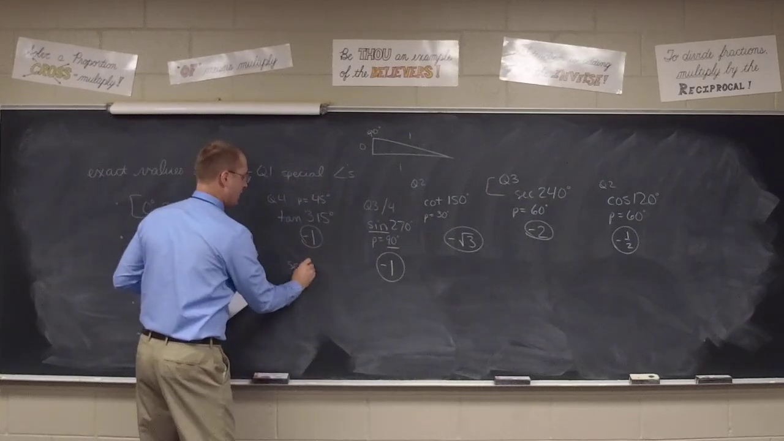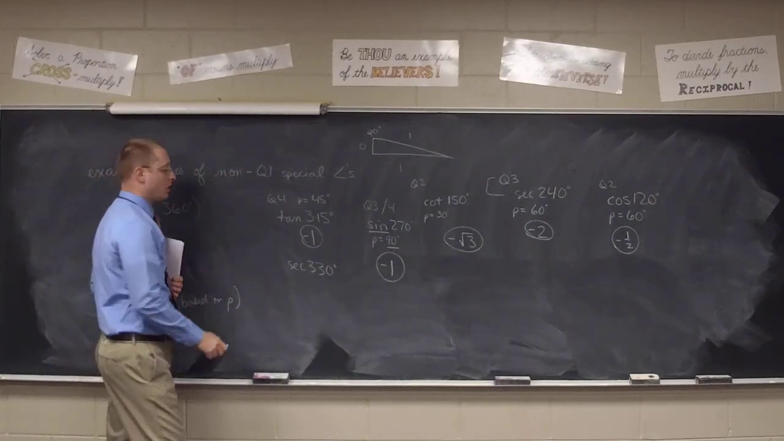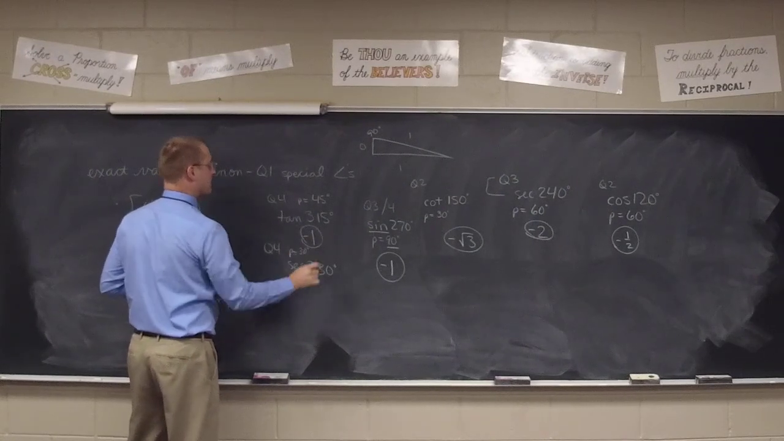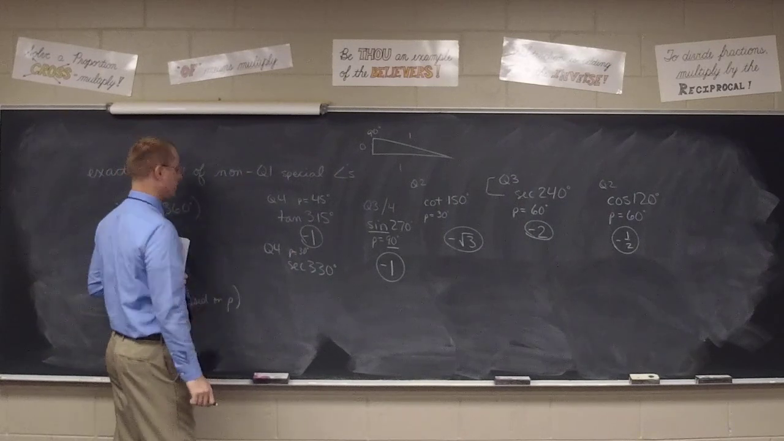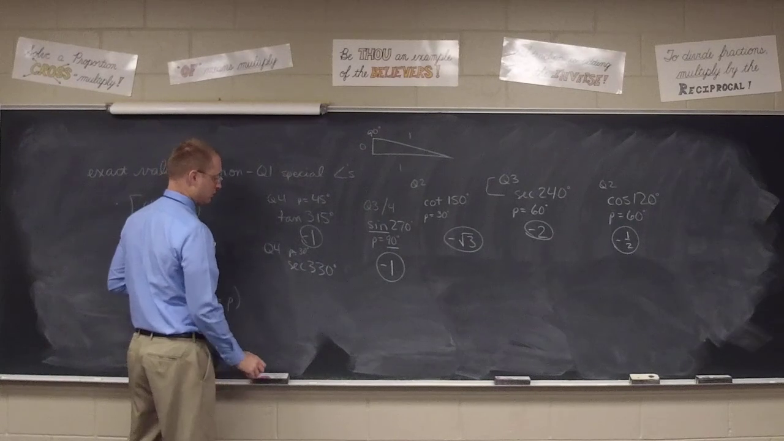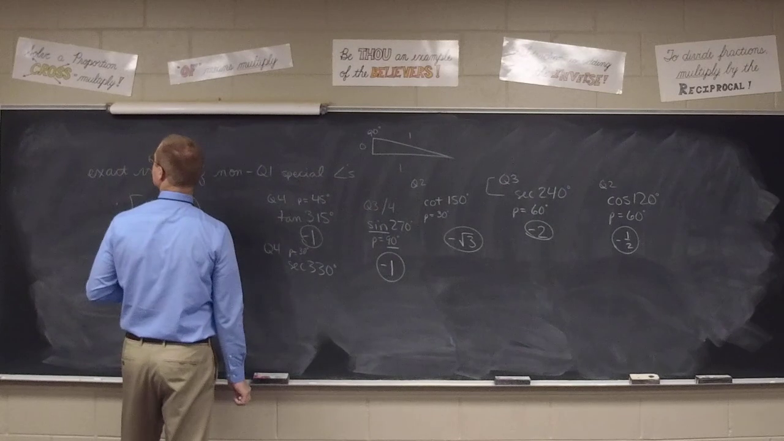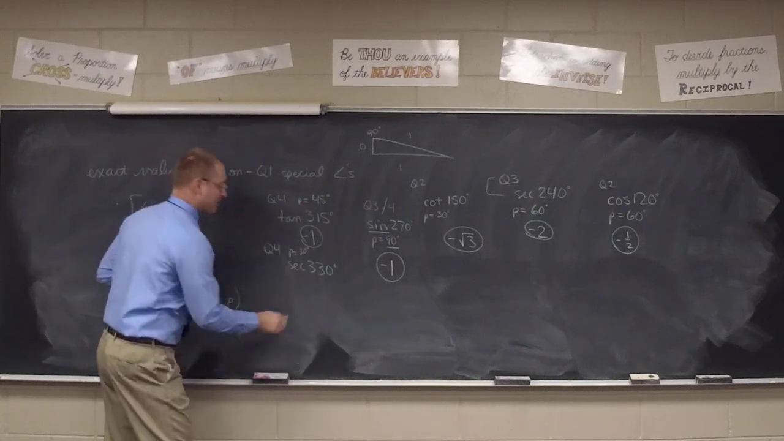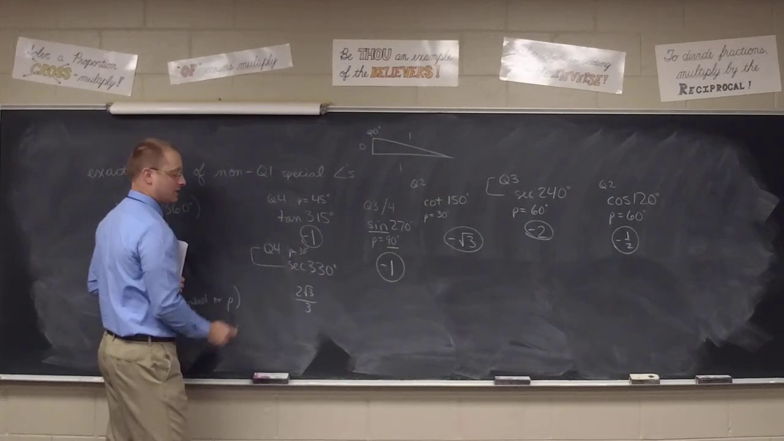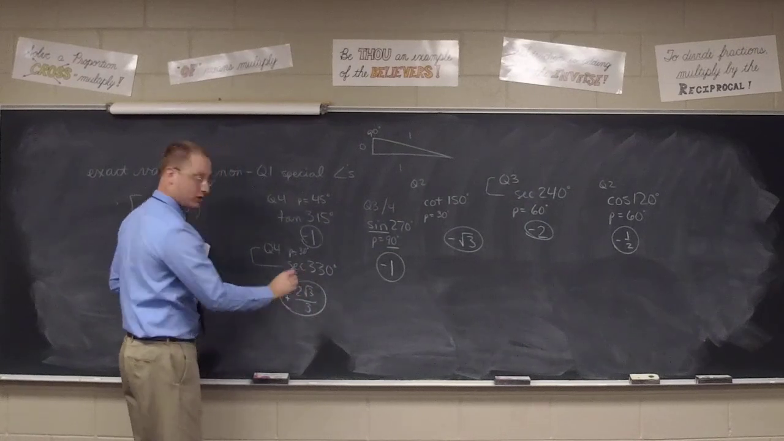All right, this one now, the secant of 330 degrees. Fourth quadrant. Quadrant 4, good. Reference angle: 30. What's the secant of 30? 30, hypotenuse over adjacent: 2 over square root of 3, which is 2 times the square root of 3 over 3, right? That's right. ASTC, quadrant 4, secant is positive. And there's my answer.